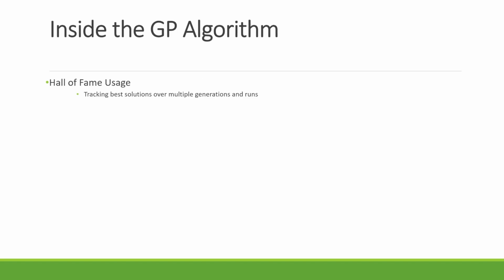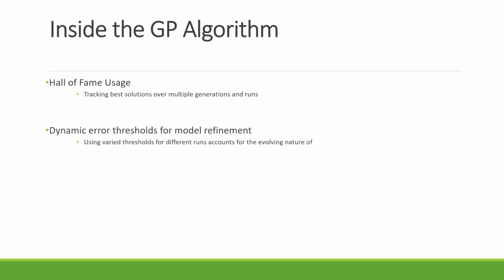Then to take a look inside the GP algorithm, the way we're using Hall of Fame is to track multiple best solutions over multiple generations and runs on a particular parameter set.